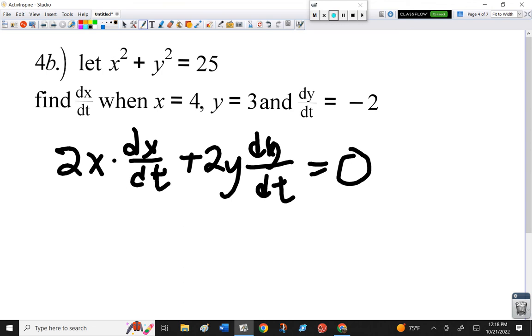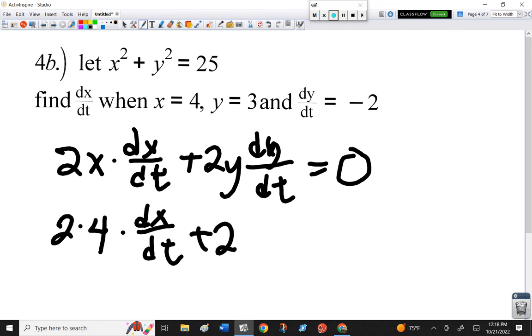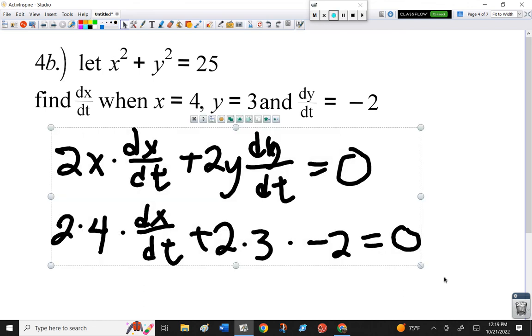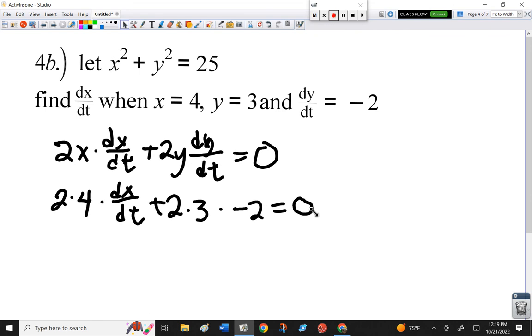Awesome. Well, we could solve for dx dt, which is great, but let's just plug in the values they give us. 2 times 4, because that's what they say x is, times dx dt, which we don't know, and we're trying to find that. And then 2 times y, they tell us y is 3, so let's put that there. And they tell us dy dt is -2. So check it out. The only thing they didn't give us was, of course, dx dt.